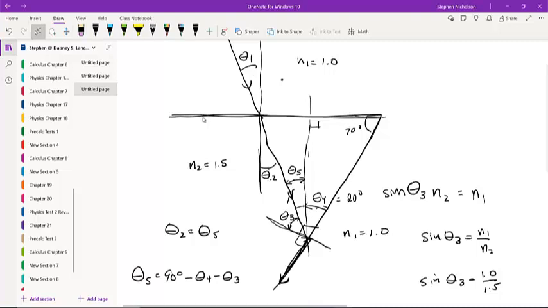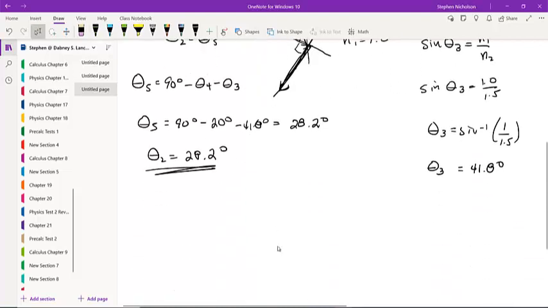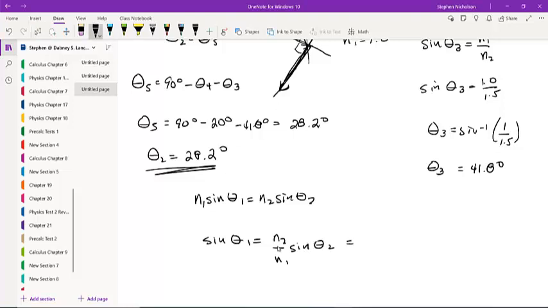Theta 1 is going to be bigger because we're going from lower index of refraction to higher index. So that means theta 2 is smaller than theta 1, or theta 1 is larger than theta 2. So to find theta 1, we use Snell's law again. N1 sine of theta 1 equals N2 sine of theta 2. And if you solve for sine of theta 1, you get N2 over N1 sine of theta 2. So N2 is 1.5, N1 is 1. Theta 2 we just calculated to be 28.2 degrees.